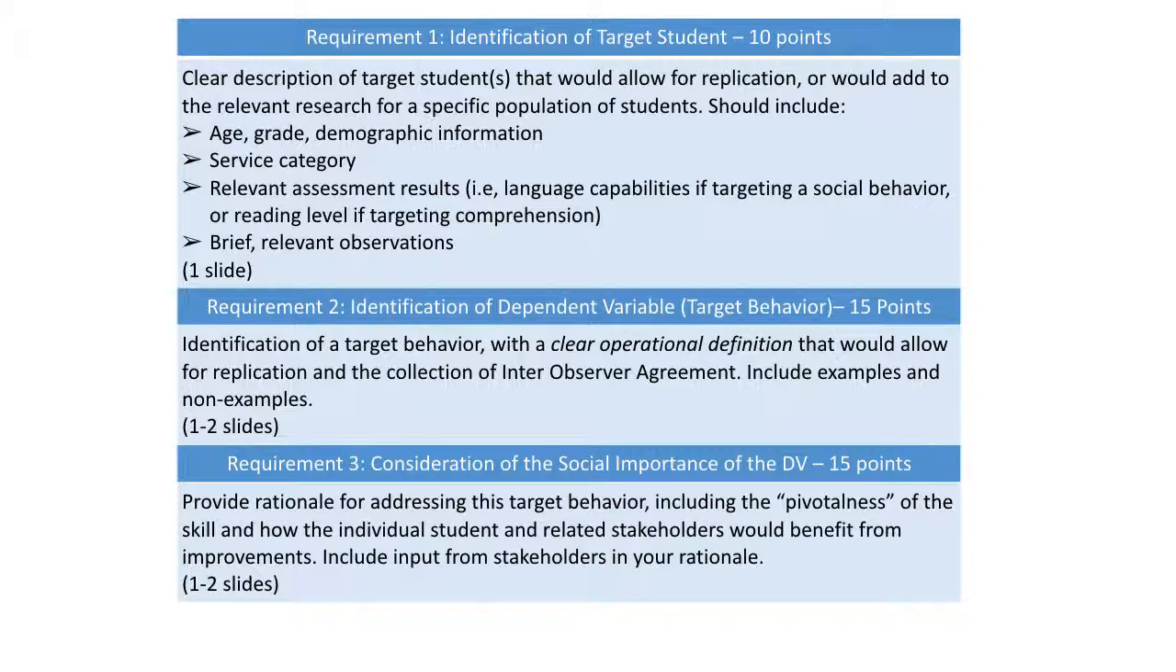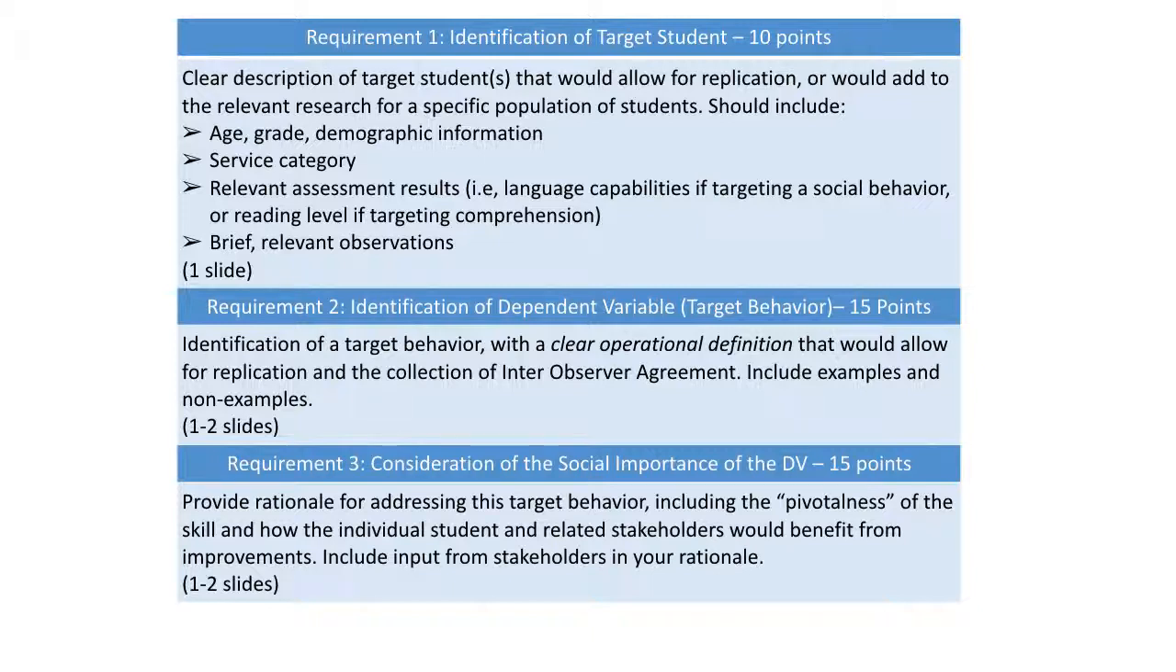Okay, so let's go through each one of these requirements. Requirement number one is pretty self-explanatory. You need to describe the student. You need to do so in a way that provides enough information that would allow replication, meaning it would allow someone to do a study with similar students, with students with similar characteristics. You can include information on their age and grade and demographic information. You can include information about their special education service category.